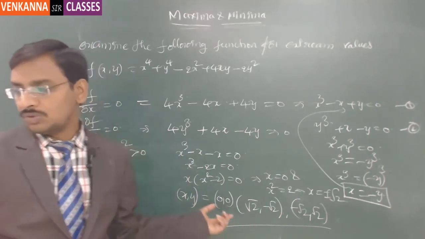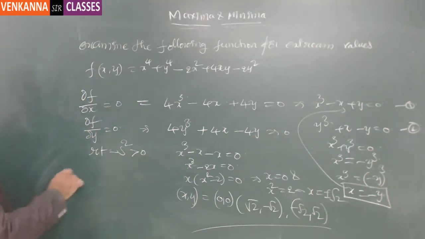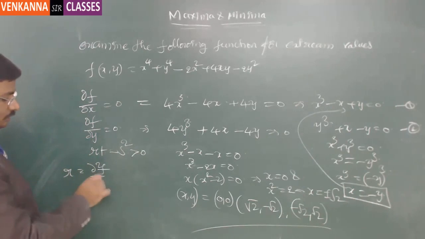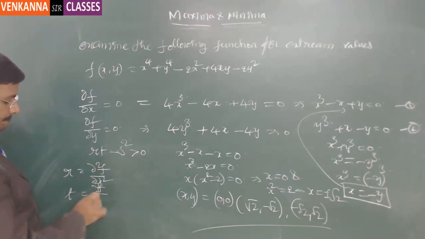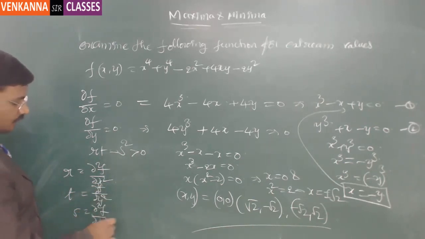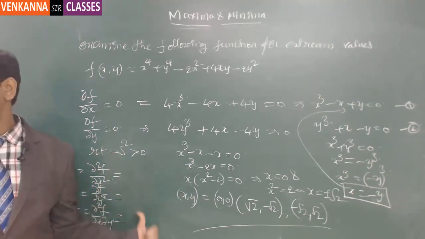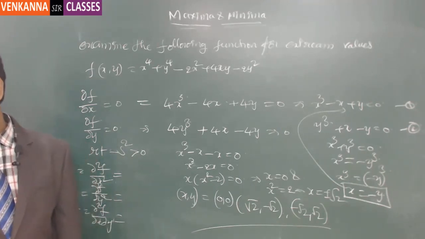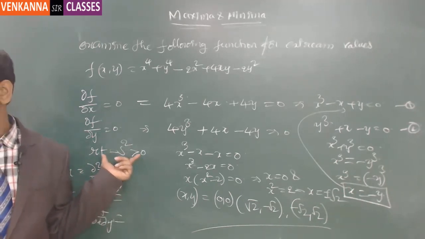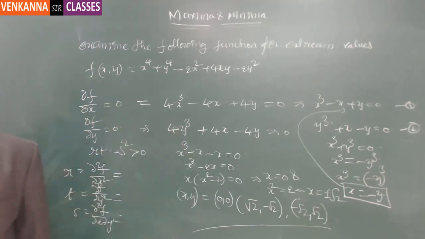Now actually it is up to you how you want to check this. Find out del square f by del x square, which is r. R is equal to del square f by del x square, t is equal to del square f by del y square, and s is equal to del square f by del x del y. Find out these values at these points and check whether they are positive or negative. Got it? R greater than 0, but rt minus s square, what is this value? Now I hope you noted this down.